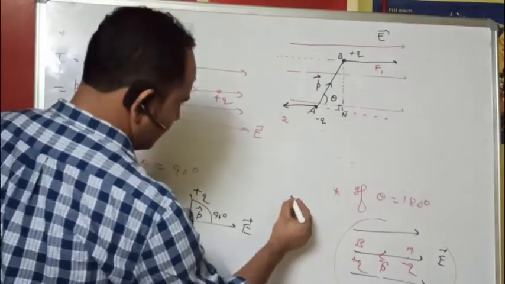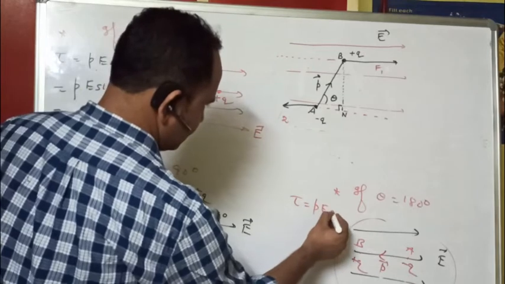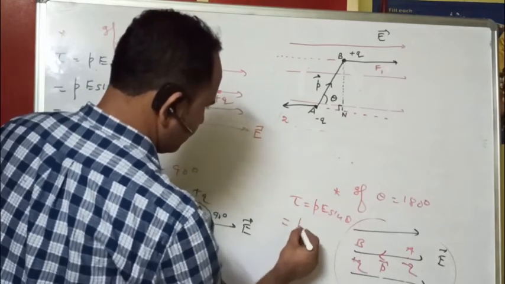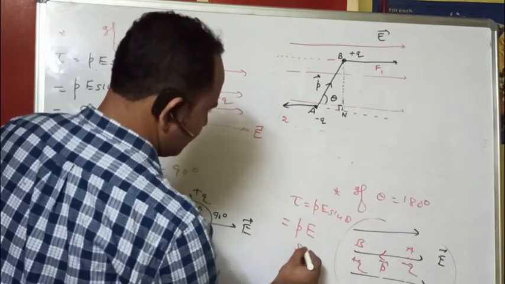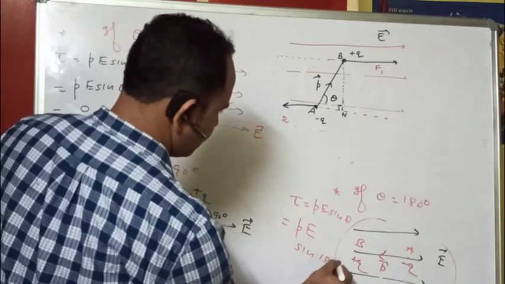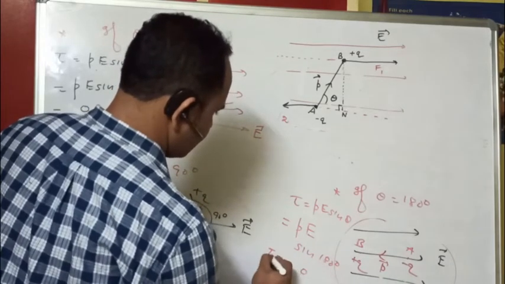Okay, and if you want to find the torque, that is pE sine theta, so p as usual, E, and sine 180, so it will be again 0 value.